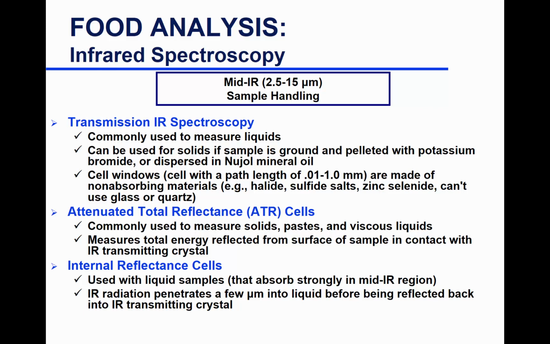Cell windows should be non-absorbing material, such as halide salts, sulfide salts, or zinc selenide. You cannot use glass or quartz because they absorb in the mid-IR region.